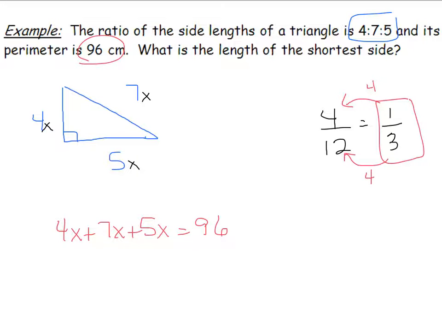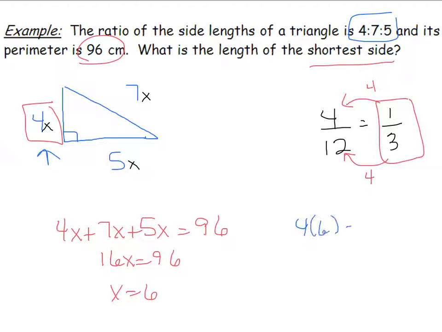Well, take a look, you guys. If I solve for x and plug it in here, I can find my shortest side. So let's add it up. You get 16x is 96, so x is 6. But remember, you guys, we're not done. We need the shortest side. So I'm going to take this 6 and plug it in. 4 times 6 gives me 24. So the shortest side is 24 centimeters.